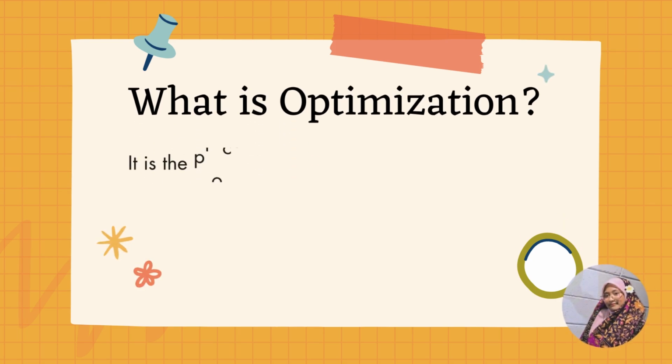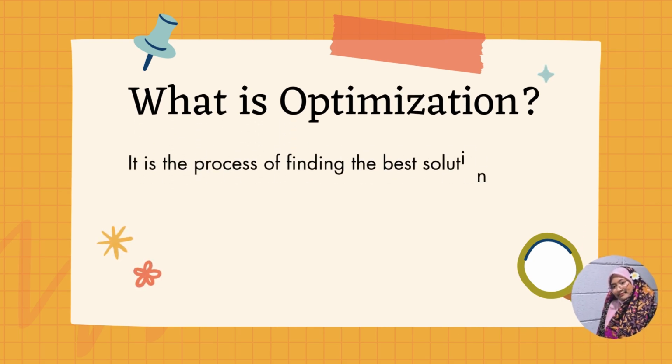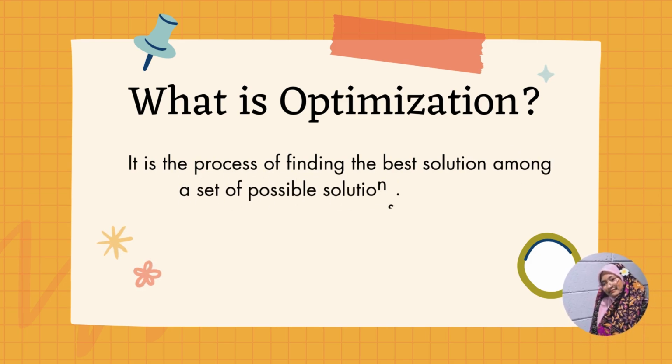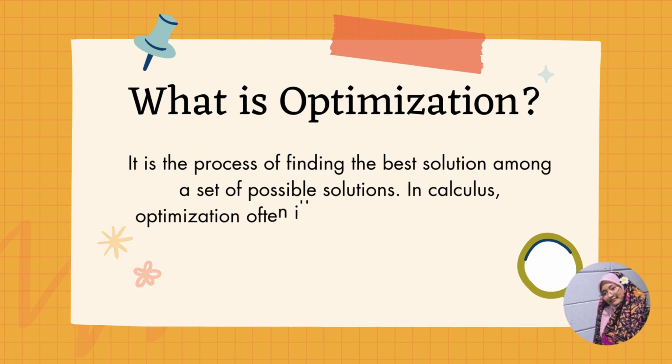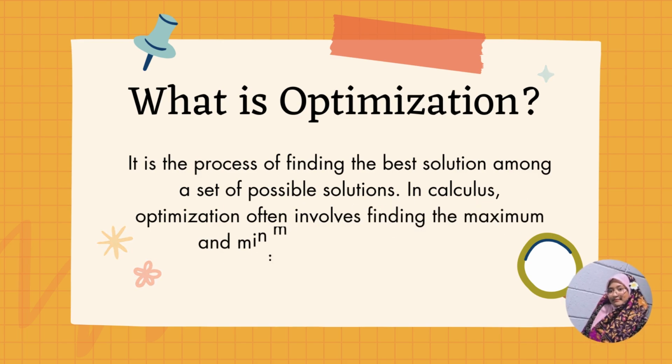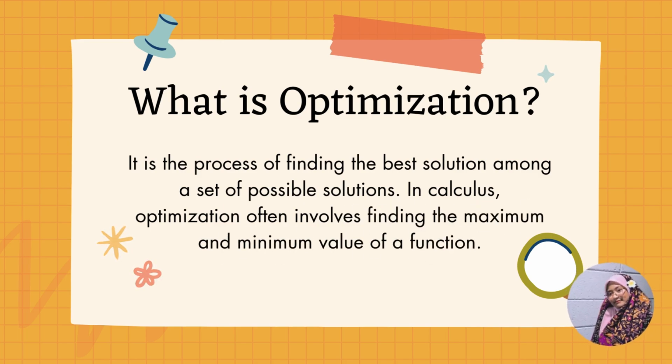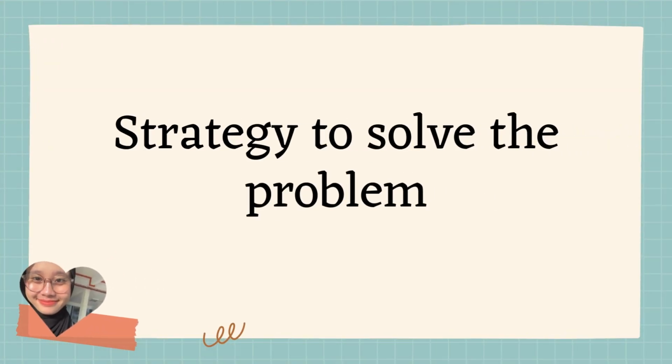Optimization is the process of finding the best solution among a set of possible solutions. In calculus, optimization often involves finding the maximum and minimum value of a function. So, let's move to the strategy to solve the problem.